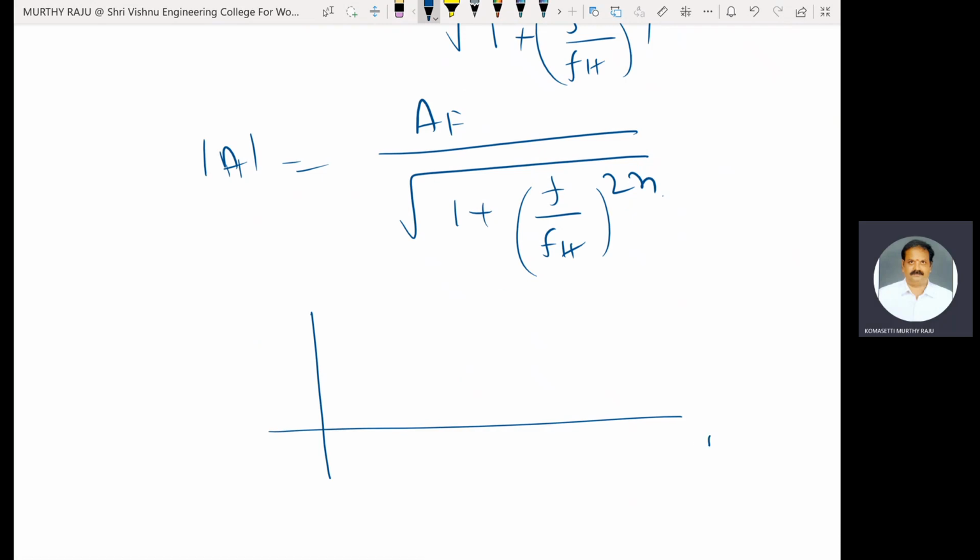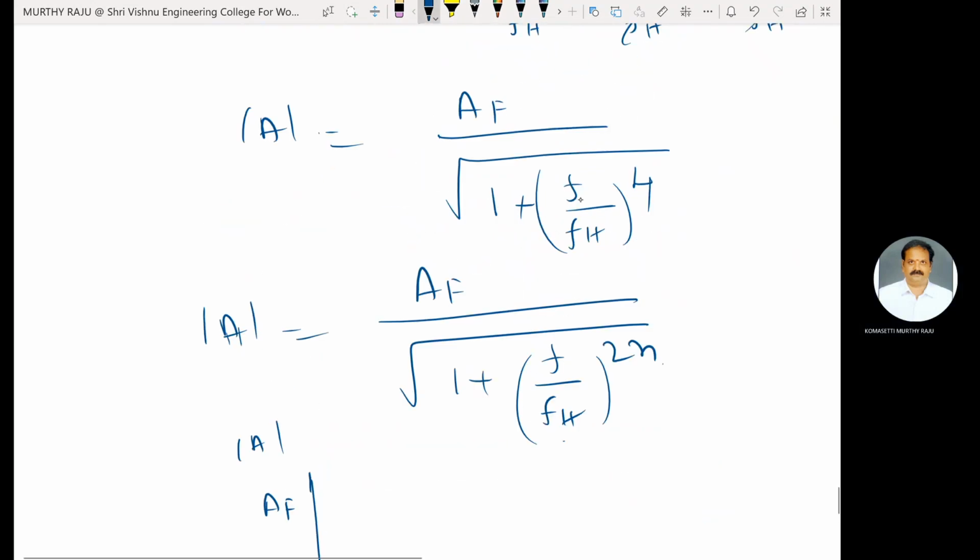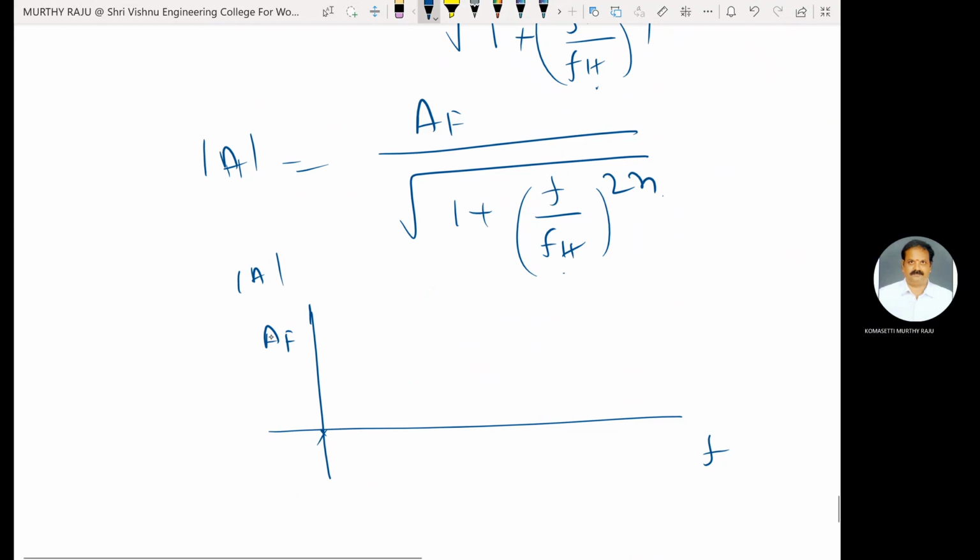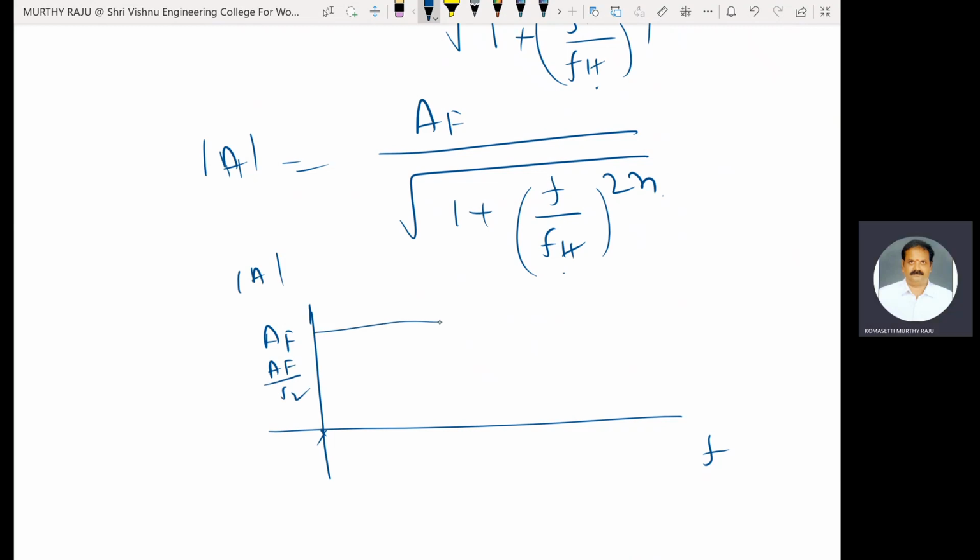This one is gain versus frequency. At f equal to 0, mod A is equal to A_F. At f equal to f_H, f by f_H is 1, 1 power 4 is 1, plus 1 is 2, root 2. Therefore, mod A is equal to A_F by root 2. Mod A is equal to A_F by root 2 here, at f equal to f_H.